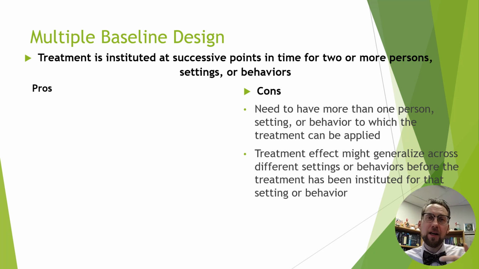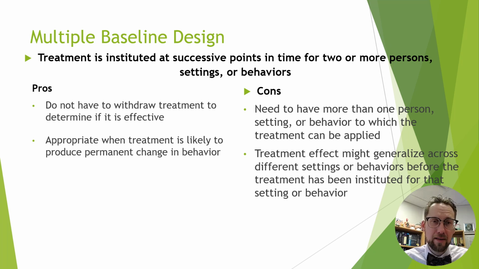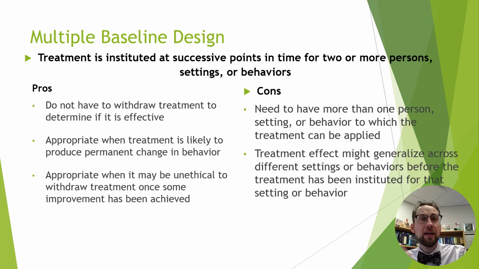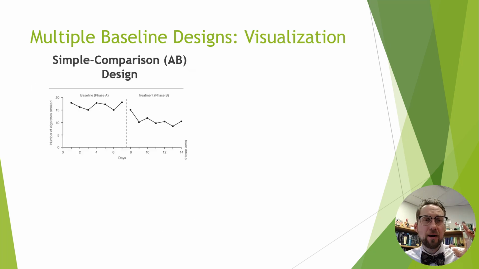But fortunately, this kind of setup has a lot of pros as well. You don't have to withdraw treatment to determine if it is effective, because you now have multiple baselines. This kind of setup is also appropriate when the treatment is likely to produce permanent changes in behavior. Then it works pretty well. It's also helpful when it could be unethical to withdraw treatment once some improvement has been achieved. And this can be helpful when you're trying to assess the effect of an intervention on multiple behaviors, because you have multiple baselines. Okay, now how does this work?